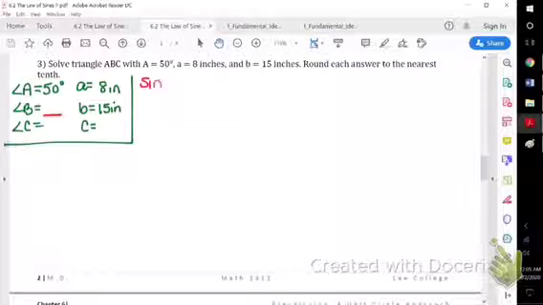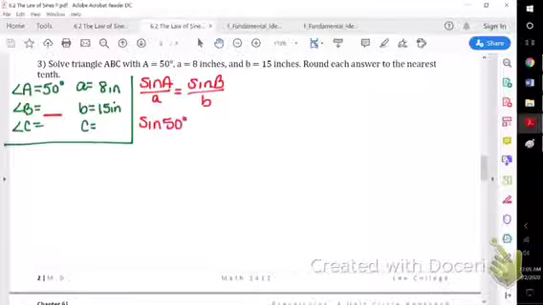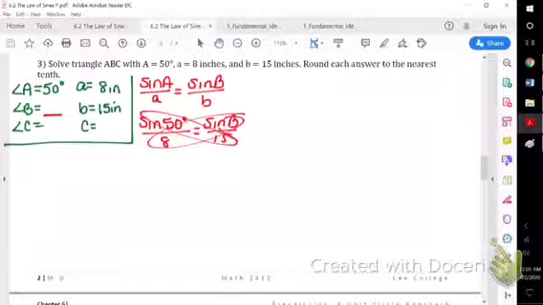So we can use the law of sines, angle A over side A there, and then we're going to find angle B, so sine of angle B over side B. So let's plug in what we know. Angle A is 50 degrees, side A is 8 inches. We're looking for angle B, and side B is 15 inches. So we're going to cross multiply and divide again.